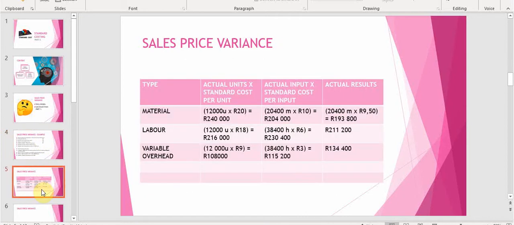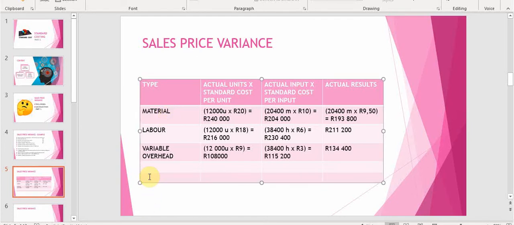And when I talk about the block, I refer to this block that I explained in part 1 of the series, where we calculated the material price variance and quantity variance, the labor rate variance and the labor efficiency variance, and also the variable overhead rate variance and the variable overhead efficiency variance. So if you're calculating your sales price variance, it is going to be calculated in this block, and I'm going to demonstrate to you now how it is done, and it is really, really simple.